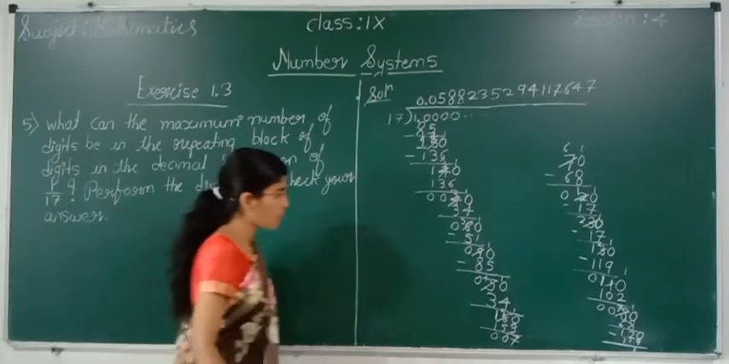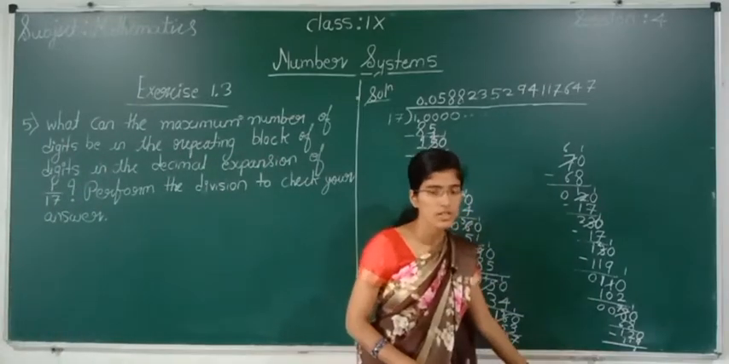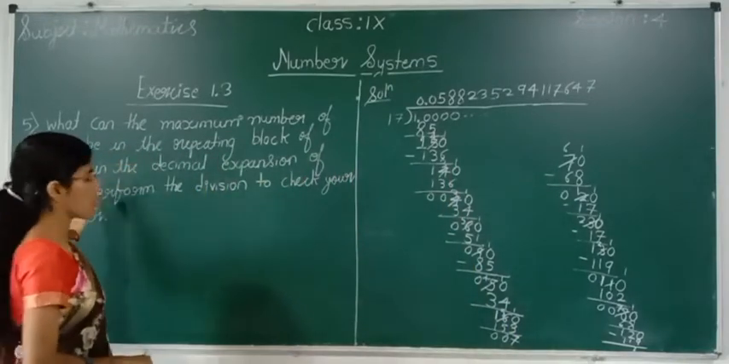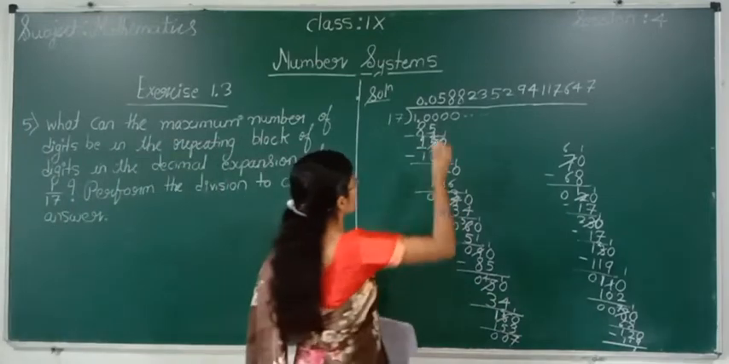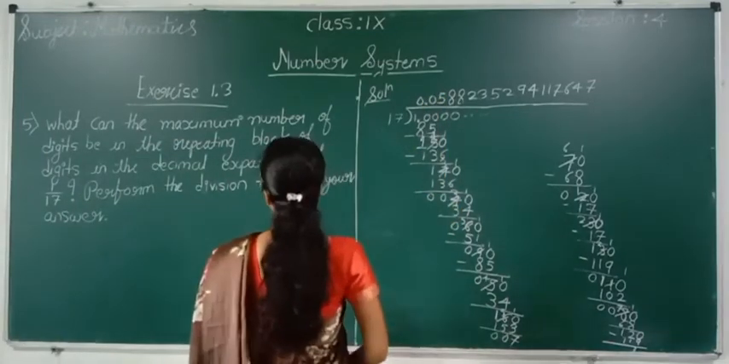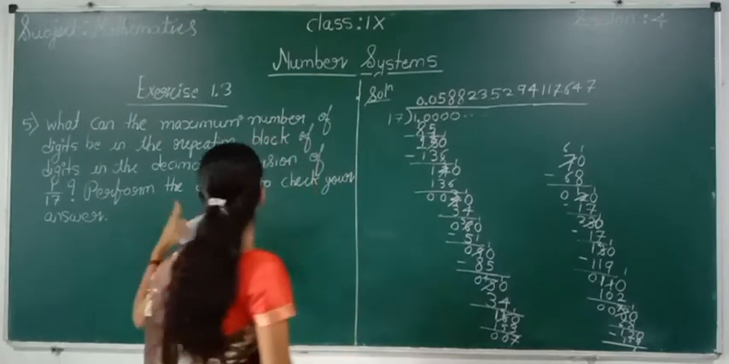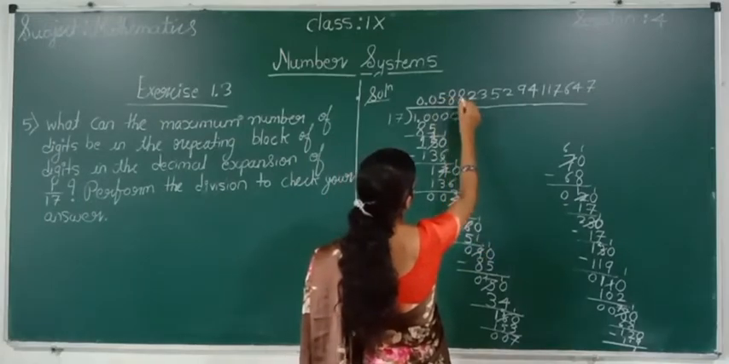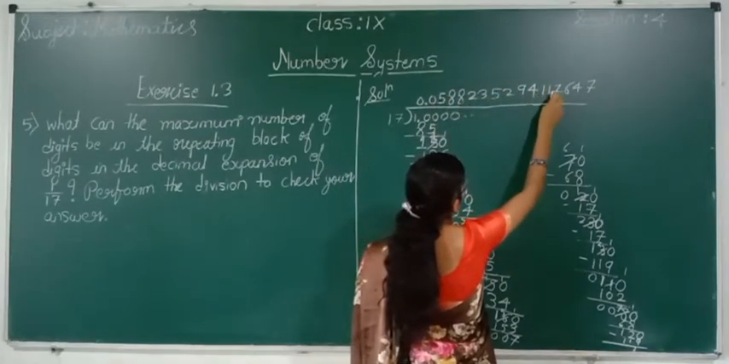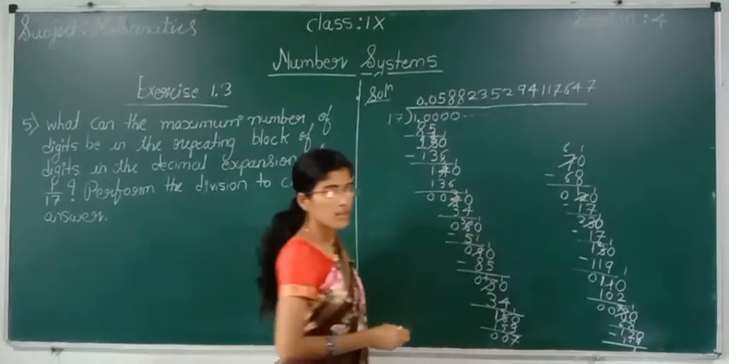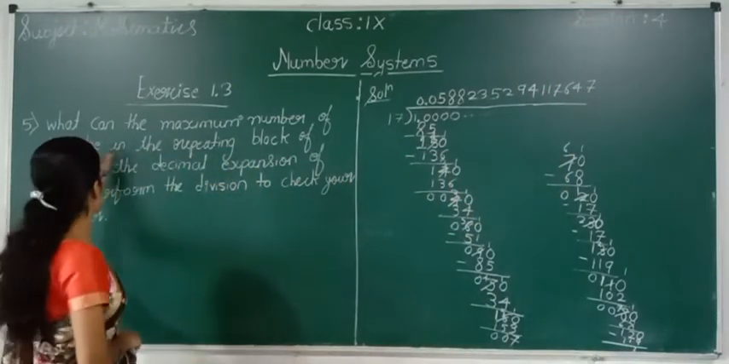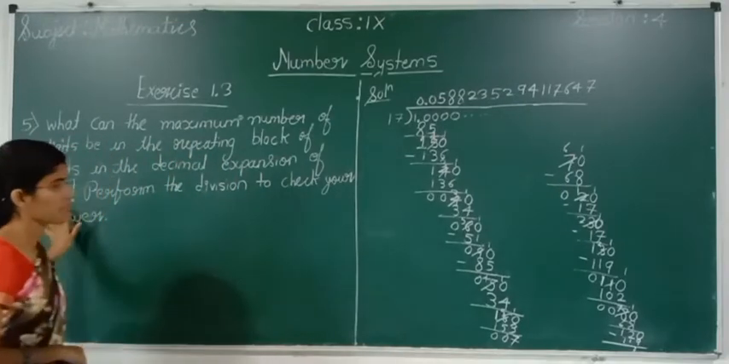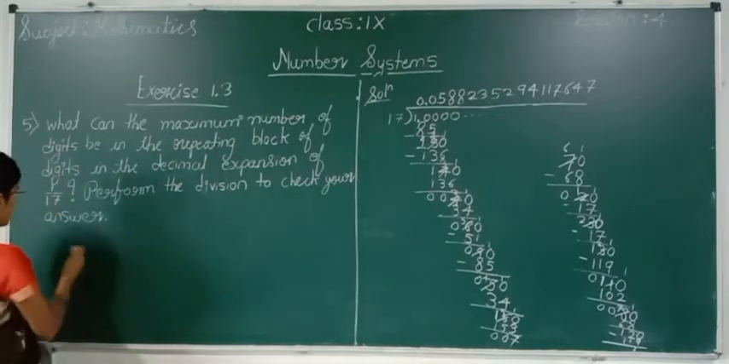See here, if you go on continuing, again the same process will go on continuing, yes or no? That's why they ask, what are the maximum number of digits in the repeating block of digits? How many numbers? 1 2 3 4 5 6 7 8 9 10 11 12 13 14 15 16. What can we write as the answer? The maximum number of digits in the repeating block of digits in the decimal expansion of 1 by 17 can be 16. Yes or no?